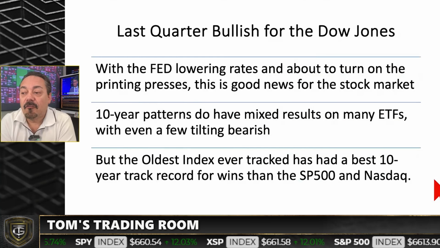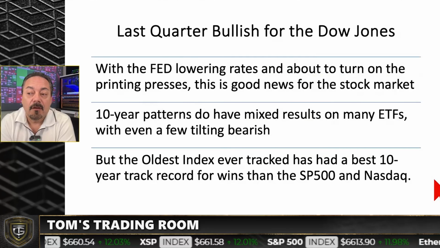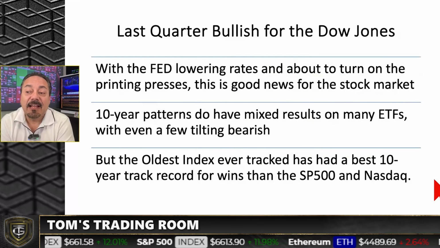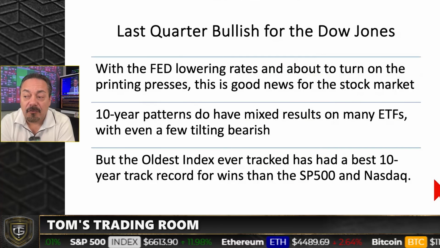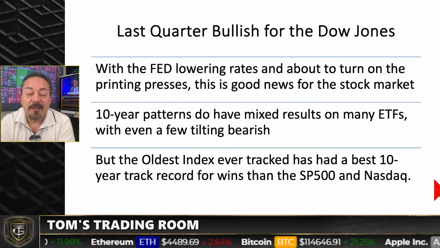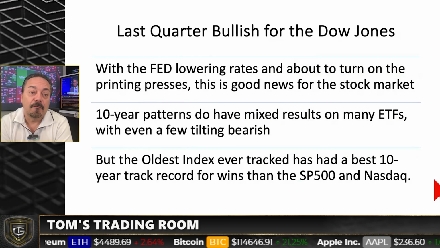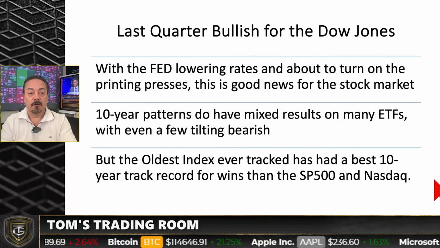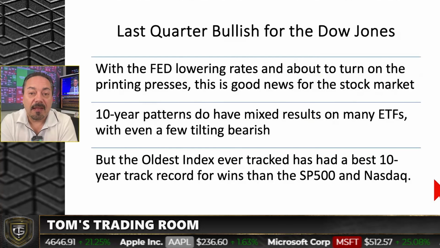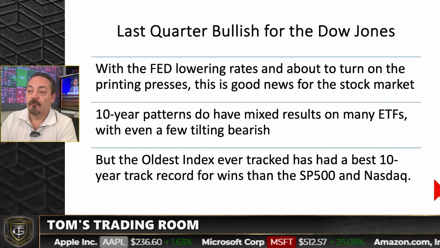While the 10-year patterns have mixed results on many ETFs, a few of them are tilting bearish, most are tilting bullish, and the oldest index ever tracked had the best track record for wins, better than the S&P and the NASDAQ. So going into the fourth quarter of this year, it's the Dow Jones Industrial Average that led the pack in fourth quarter bulls.